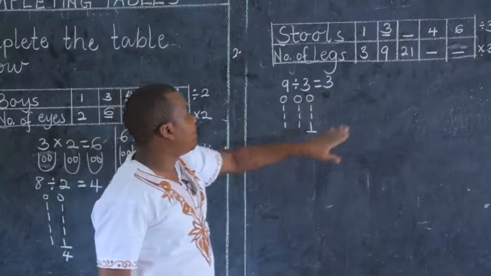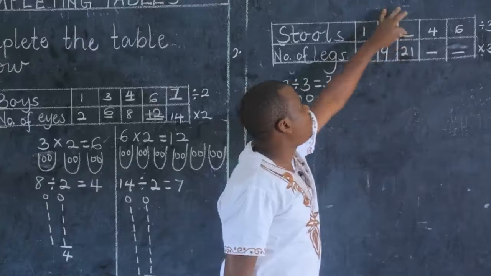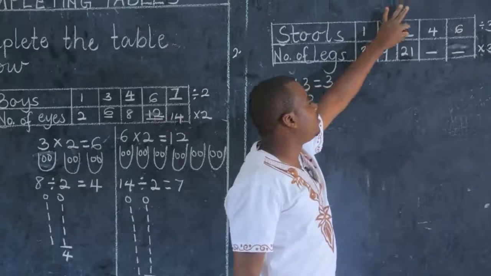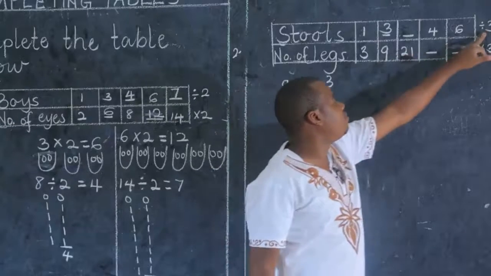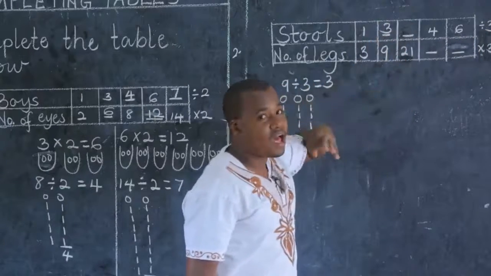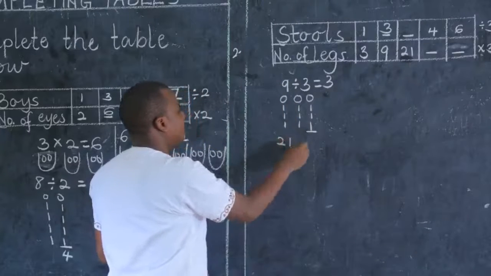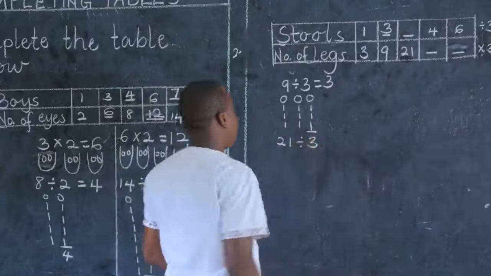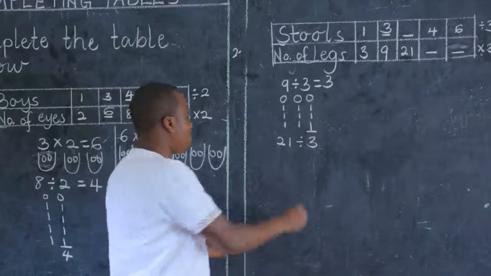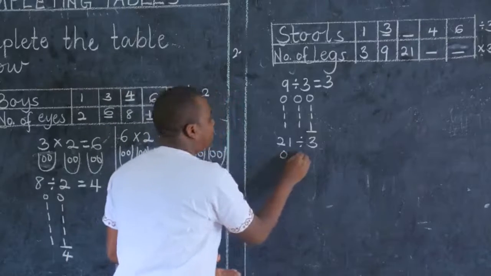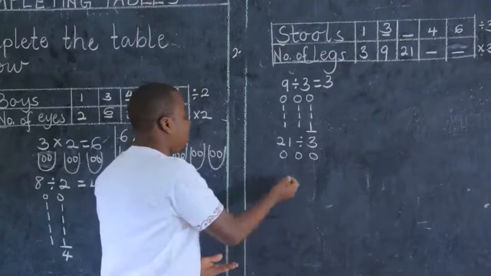Then we are moving. The second one has the same. It has number of legs, and we are finding the number of stools. So what are we going to do? We are going to get the legs divided by 3, because each stool has 3 legs. So we are going to have here 21 divided by 3. How many 3's are in 21? Let's get it by distributing 21 among 3. So can we distribute together?